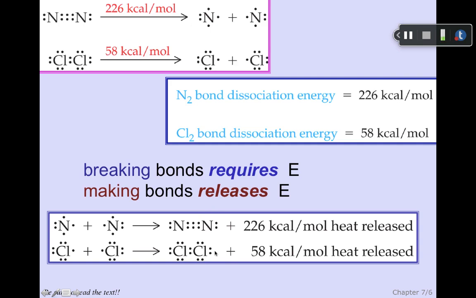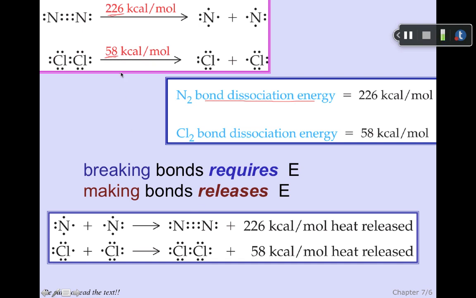So here we have it on the next slide. If you take a nitrogen molecule and add sufficient energy to separate it into two atoms, it requires that same value, 226 kilocalories per mole. Or if you're breaking apart a chlorine molecule, it takes 58 kilocalories per mole. So this is called a bond dissociation energy. The amount of energy required to break a bond in those molecules is described in kilocalories per mole.